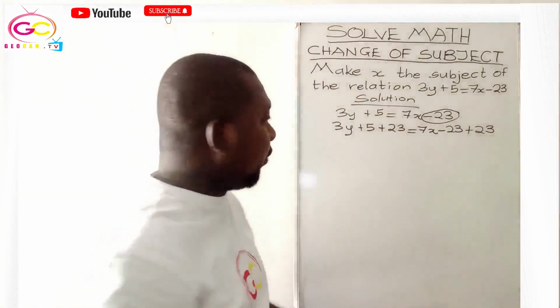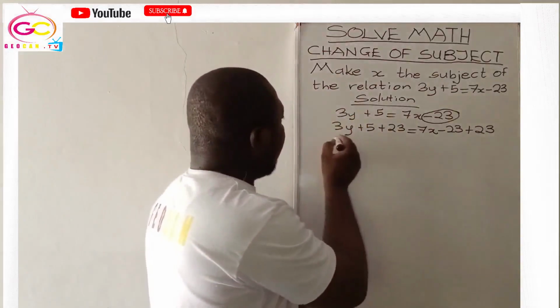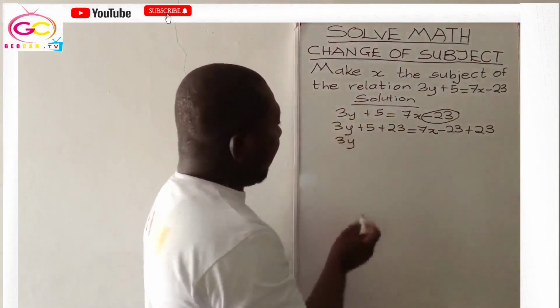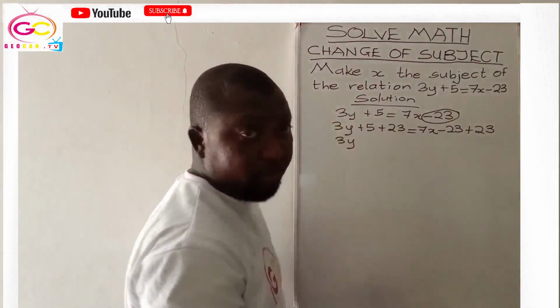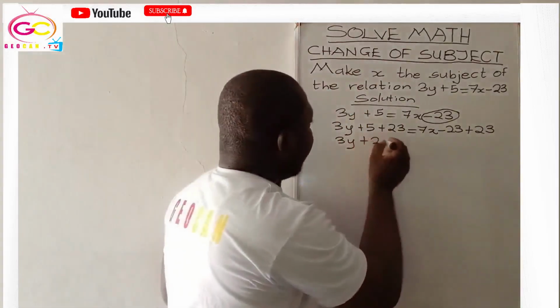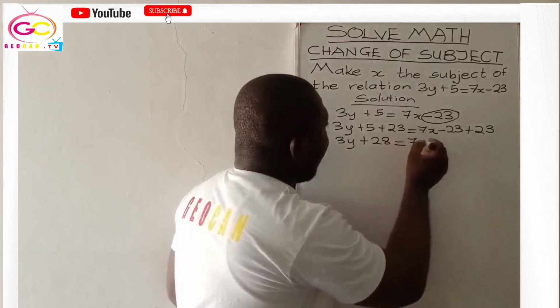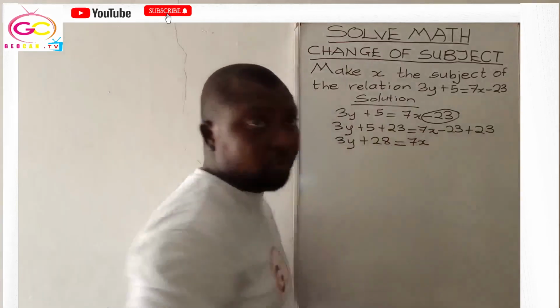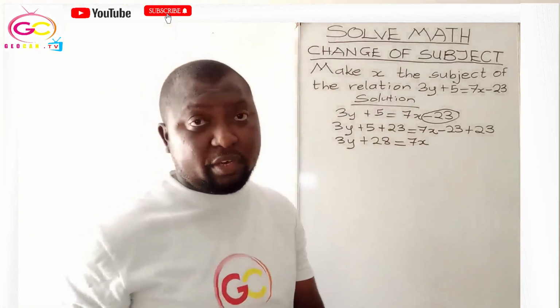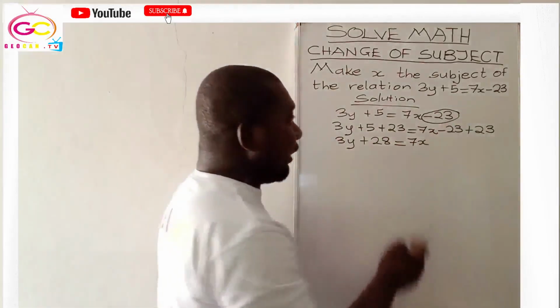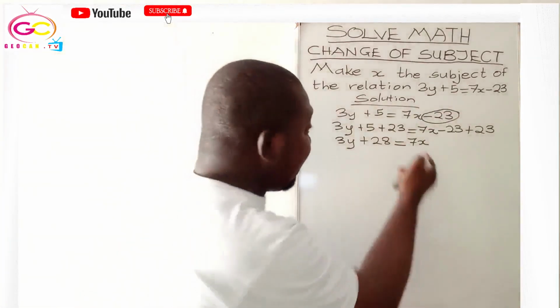Good. So you can see that, right? Good. So let's move on. We have 3y. Now we have 5 plus 23, which will give us what? 28 is a positive, right? Then you have your equal to sign. Have your 7x. Now, negative 23 plus 23, we are owing 23, you go and pay the 23. It will be 0. So you see, the negative 23 has been eliminated, right?